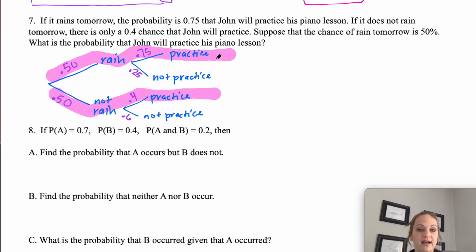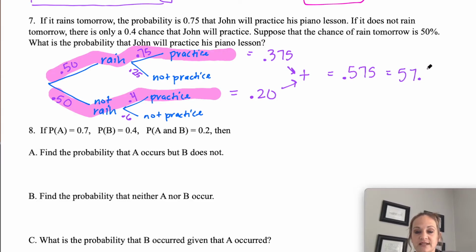So what you're going to do to find out the probability here is you're going to multiply the 0.5 times the 0.75, and you will get 0.375 chance. But in this case, 0.5 times 0.4 is going to give you a 0.2 chance that he will practice. So he could practice this way, he could practice this way. Add these together to get your final answer. So your answer would be 0.575, or you could say it's 57.5% chance that he will practice his piano lesson tomorrow.